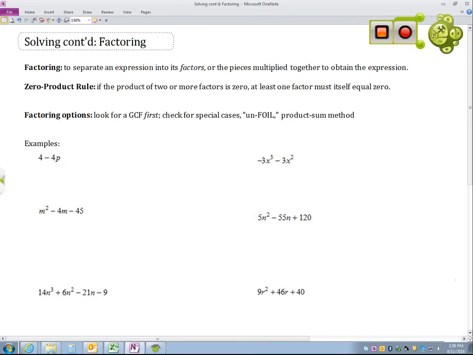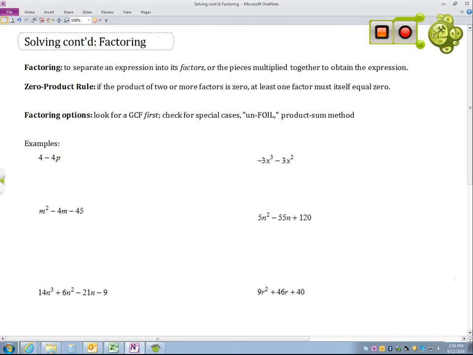Now, as far as factoring options go, the first thing we want to look for is a GCF, greatest common factor. If that occurs, we need to undistribute that first. Then we do want to check for a couple of special cases. We'll get to that in a minute. Unfoiling, if you remember learning FOIL, first, outer, inner, last. We'll look at that next. And then the product sum method will be for the tougher cases where we have a factor in front that is not 1, okay, but we'll get to that in a minute.